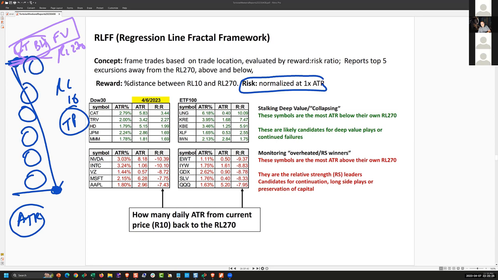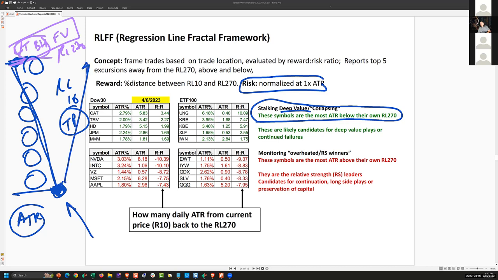If this thing is exceptionally to the downside, that's good for a swing trade because these are on deep value. The traders pushed it all the way here. Now all the buyers want to come in and buy something quality on sale. What's the reward if I use 1 ATR of risk? Caterpillar is 3.5 ATRs below its long-term fair value.